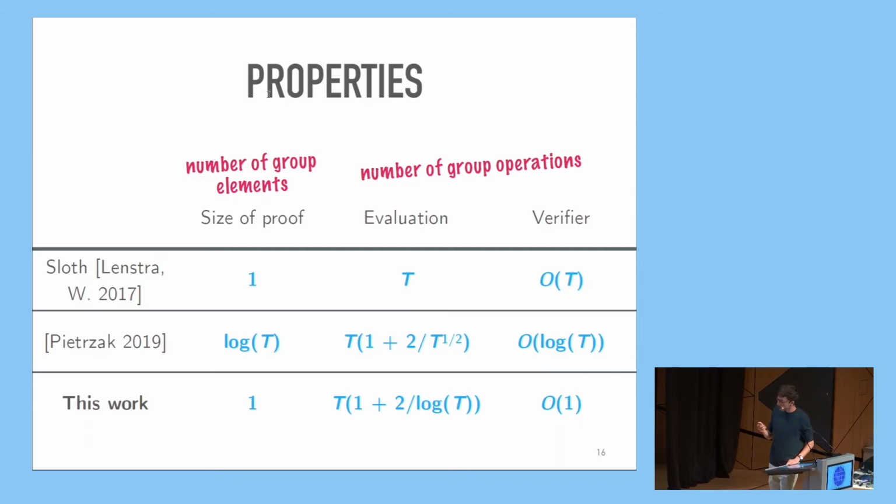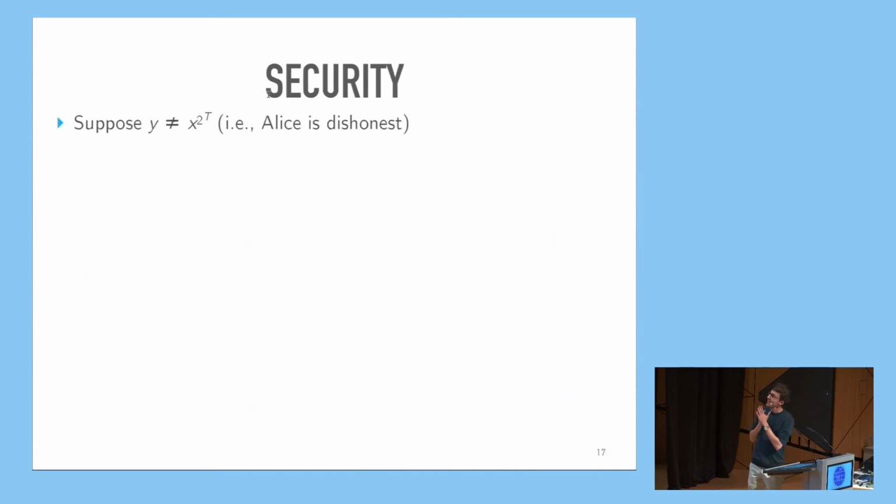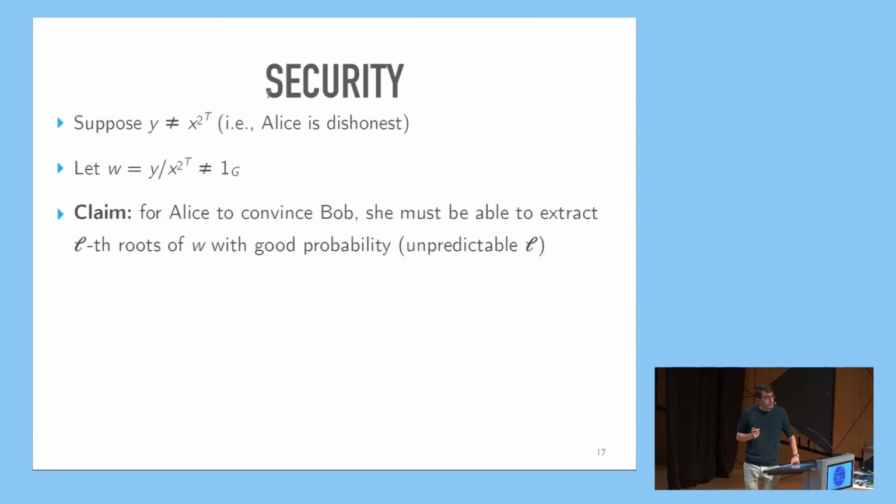OK. So why should the construction be secure? Suppose that Alice is dishonest, meaning that she's trying to prove that y is equal to x to the power 2 to the power t, but it's actually not. So we can define this quantity w, which is the ratio of the two values. And when Alice is dishonest, this value is different from 1. And I claim that for Alice to be able to convince Bob successfully, she must be able to extract Lth root of this element w with good probability. This element w is fixed before Alice knows L.